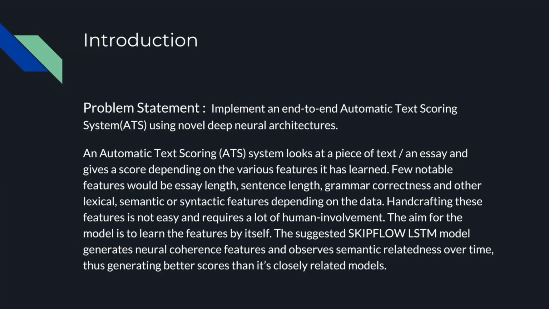An automatic text scoring system is a system which looks at an essay and tries to assign a score depending on the various features of the essay. Typically, these features would be the essay length, the correctness of grammar, and the various semantic and syntactic features of the essay. Handcrafting these features requires a lot of human involvement in order to train a machine learning model. So, basically, the aim is for the machine learning model to learn these features itself.